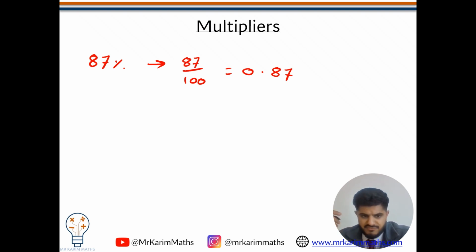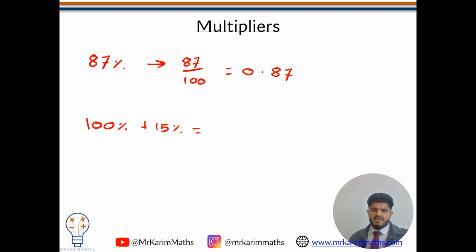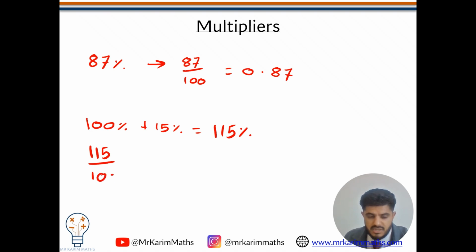An increase, however, is slightly different. If you think about it, absolutely every original value starts off as 100%. If I'm increasing something by, let's say, 15%, I'm essentially adding 15% of the value on top. So my amount is no longer 100%. It then becomes 115%. If I apply the same logic as above, that's the same as saying 115 out of 100, which gives you 1.15, which is absolutely fine.